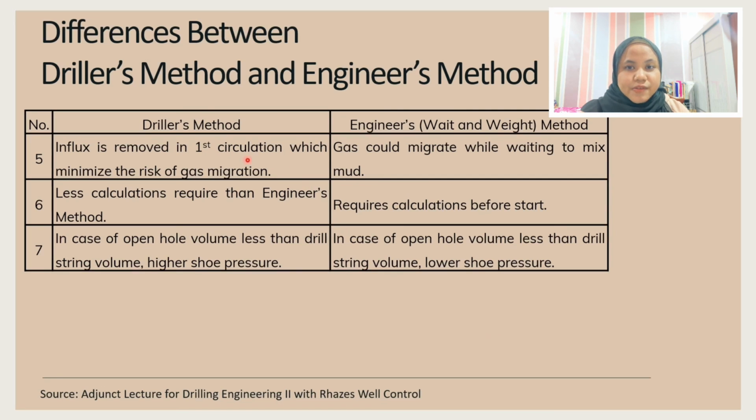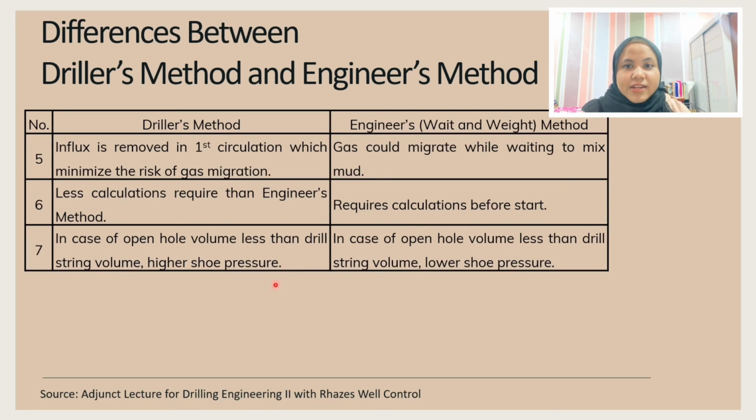As influx is removed in first circulation in driller's method, it minimizes the risk of gas migration, but for engineer's method, there is risk of gas migration as gas could migrate while waiting to mix the mud before the operation can start. Other than that, driller's method requires less calculation than engineer's method, as engineer's method will need to fill the kill sheet with calculation before the operation can start.